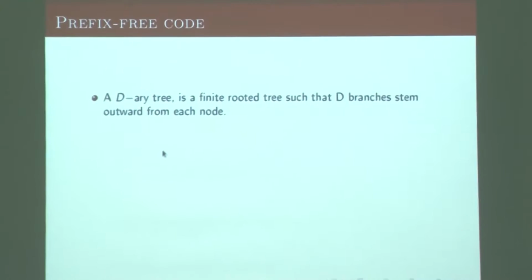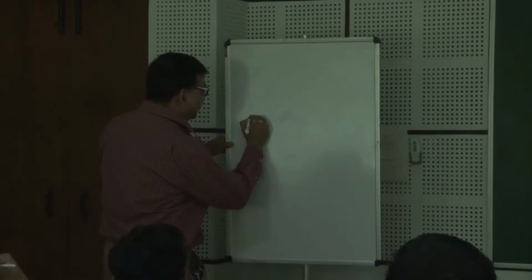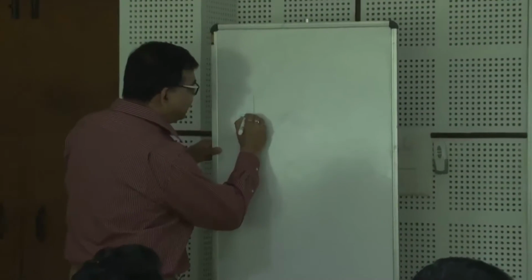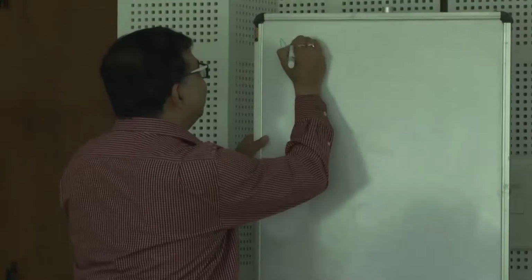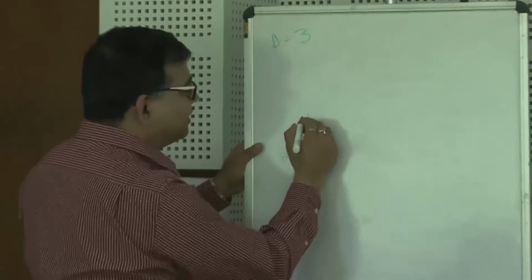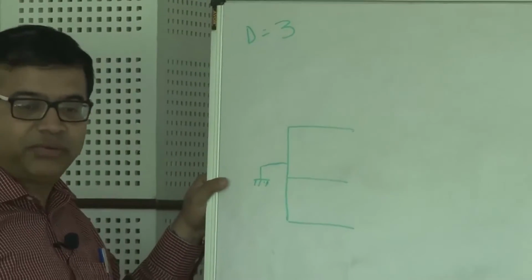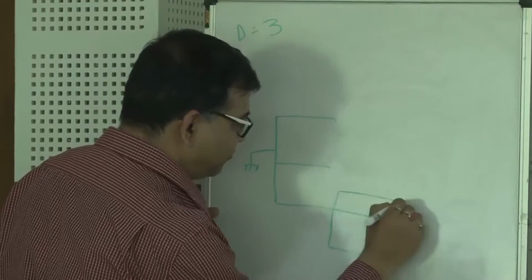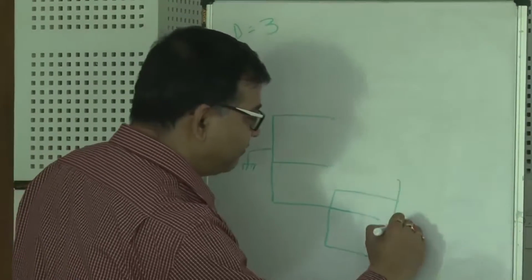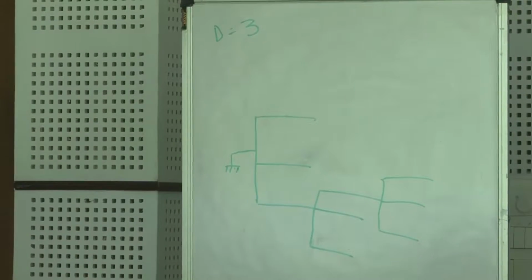It has a root. I am just drawing it like this, it has a root, and there are D leaves going out. Let us say D is 3. Then there will be 3 leaves going from here. I can have 3 leaves going from here, and 3 leaves going from here. That is a D-ary tree.